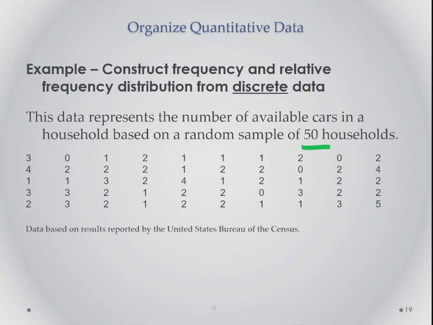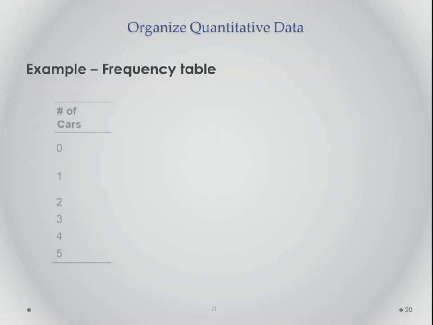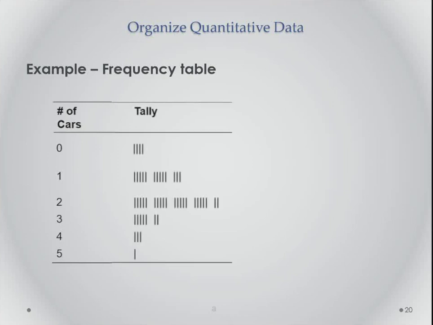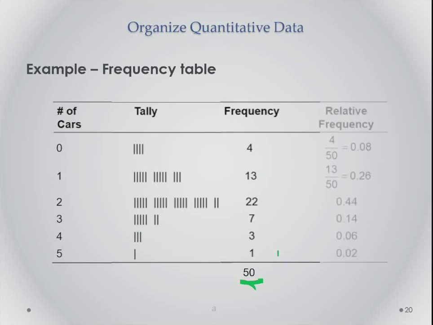We can use the process that we used before, which is we start with laying out what are the values, 0 through 5. Then we tally up how many of each of these values there are. We count that, and we have a frequency, and we total it. We need to make sure that when you add all of these up, they total up to 50, so you did everything right.